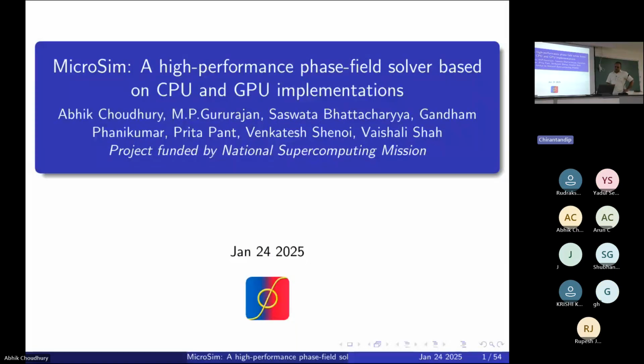This has been developed by a project funded by the National Supercomputing Mission. And the project involves researchers coming from 6 different institutes in the country.